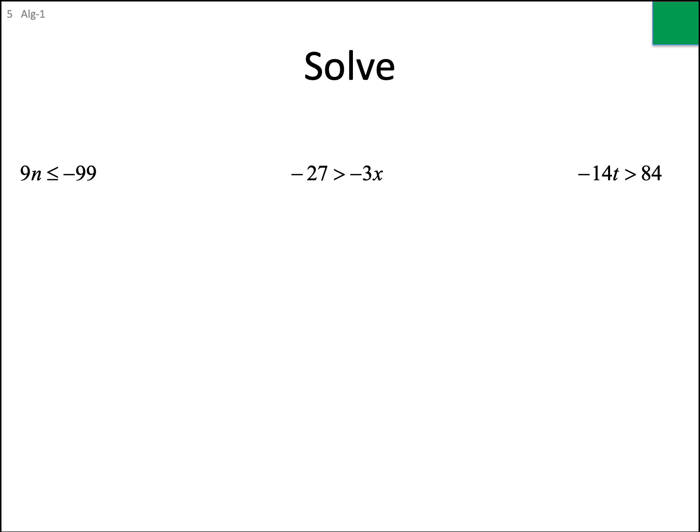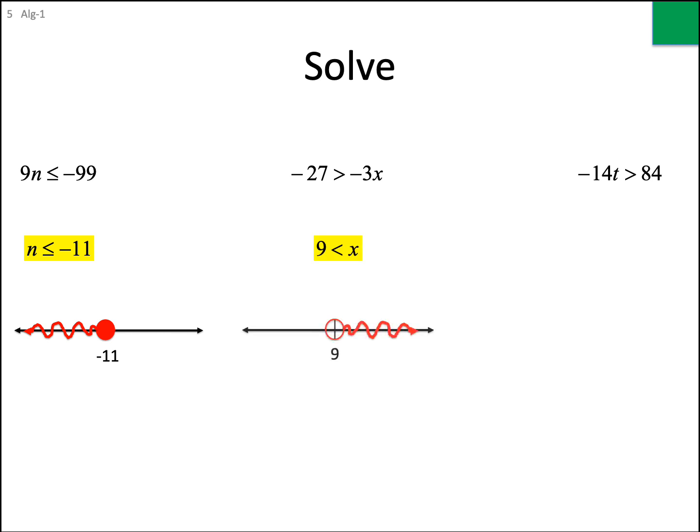Okay. First one, we are not dividing by a negative. We're dividing by a positive 9. Therefore, I don't flip the inequality. So therefore, there's the answer. The second one, I am dividing by a negative 3. Therefore, I do flip. Look, I flipped the inequality. It's not a greater than. Now it's a less than. Okay, when you read that, it says x is bigger than 9. So the numbers that are bigger than 9 are to the right.